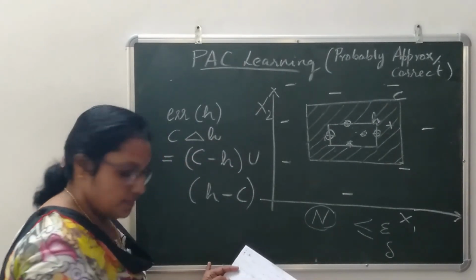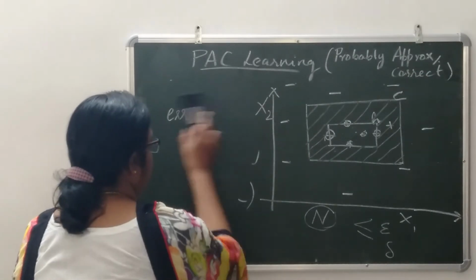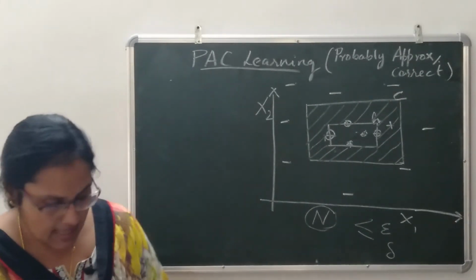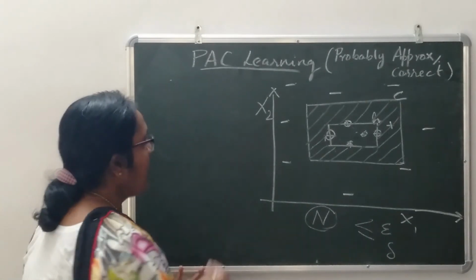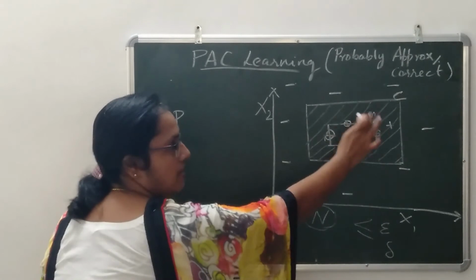Now, how can I say that an algorithm is PAC learnable? If that is, my algorithm in this case is L is H.